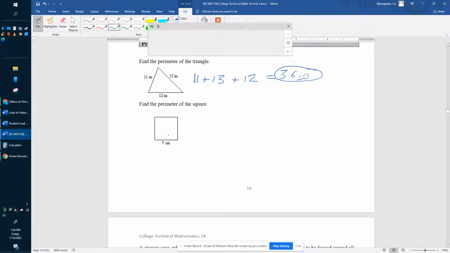Find the perimeter of this square. Well, we're only given one side, but a square has 4 equal sides, right? We remember that from kindergarten. So we're going to have 7 times 4, which equals 28 centimeters.